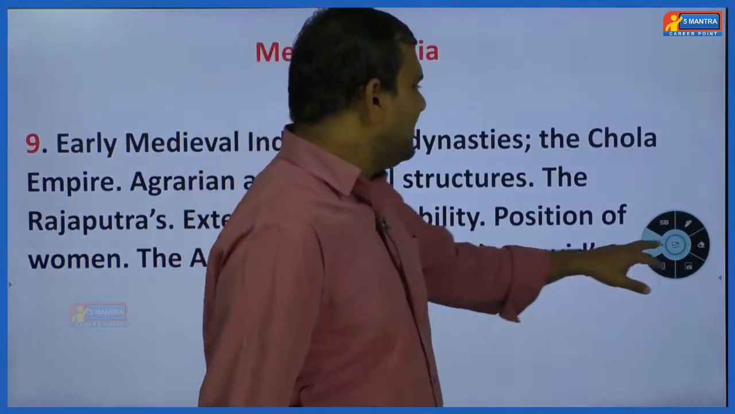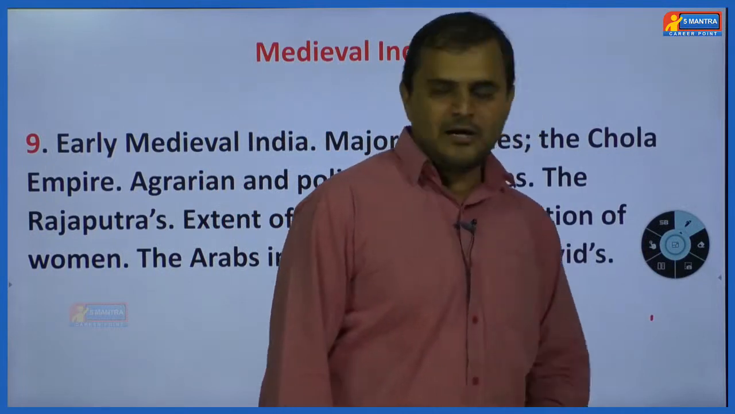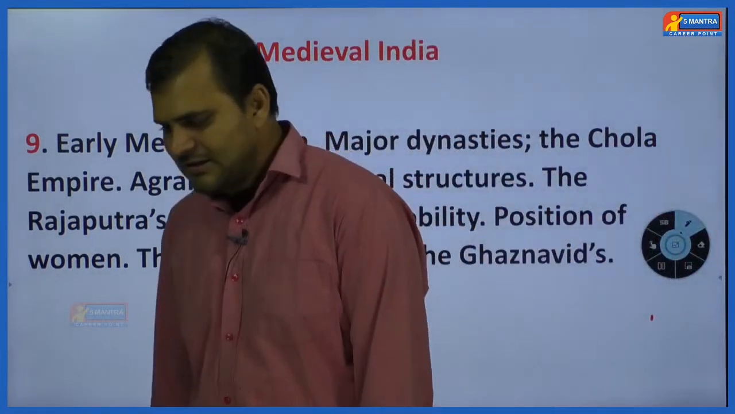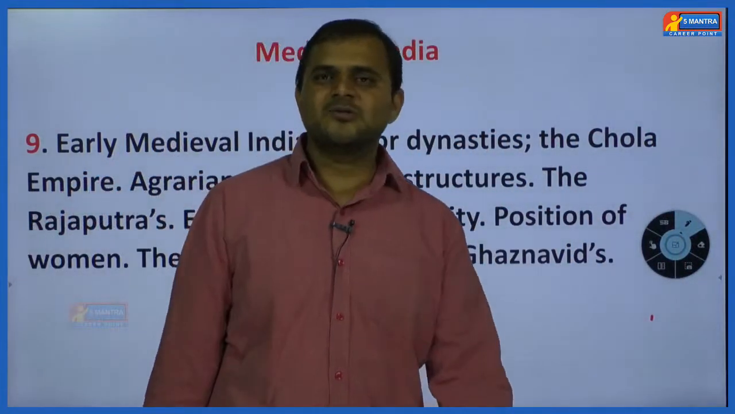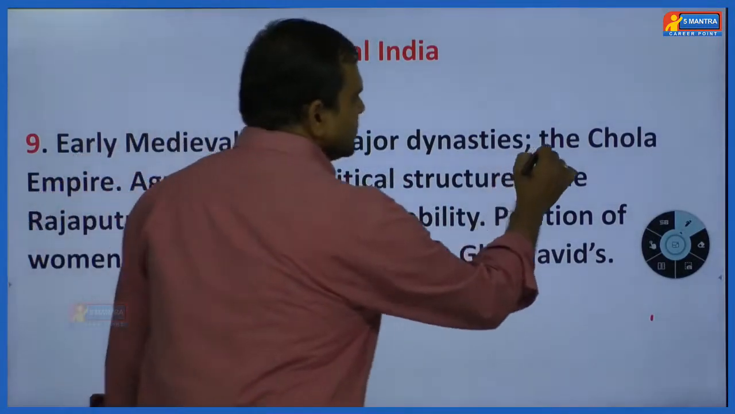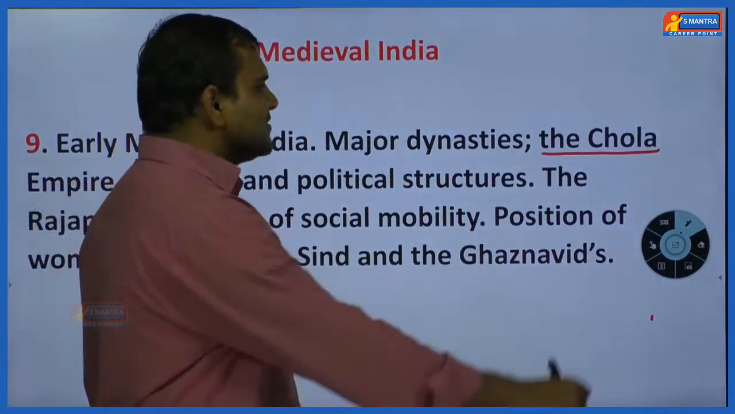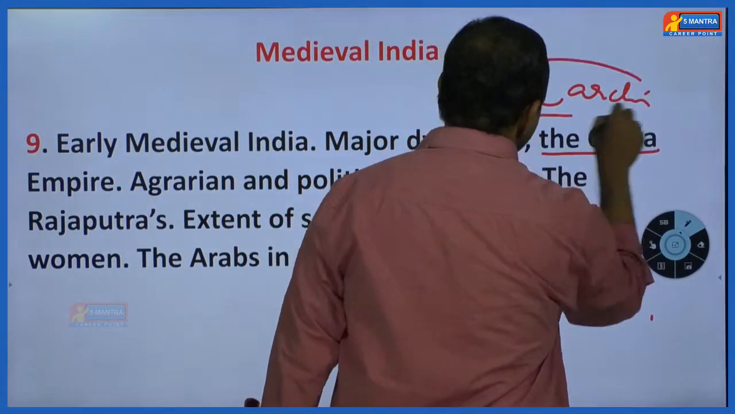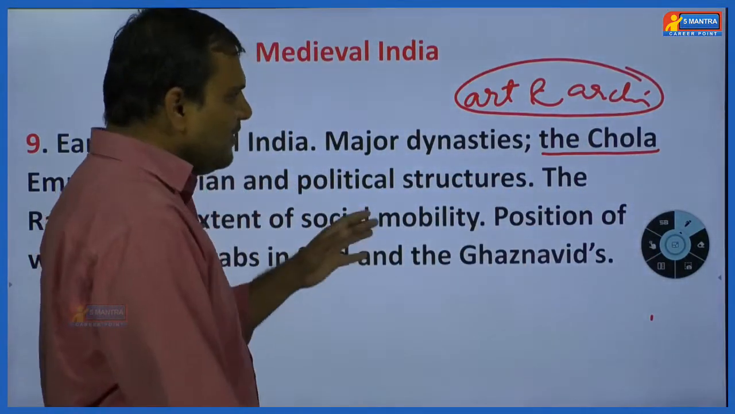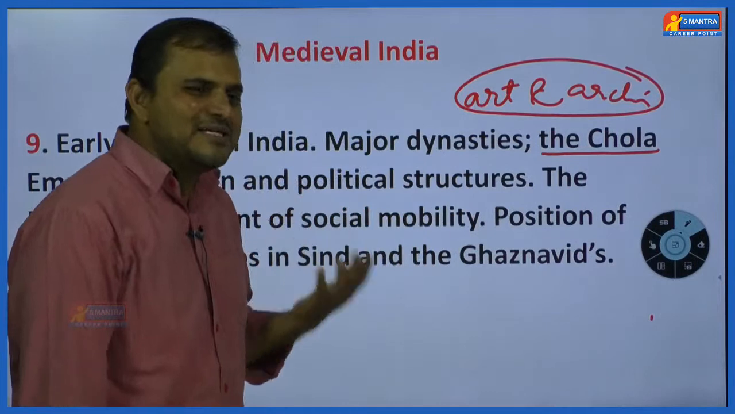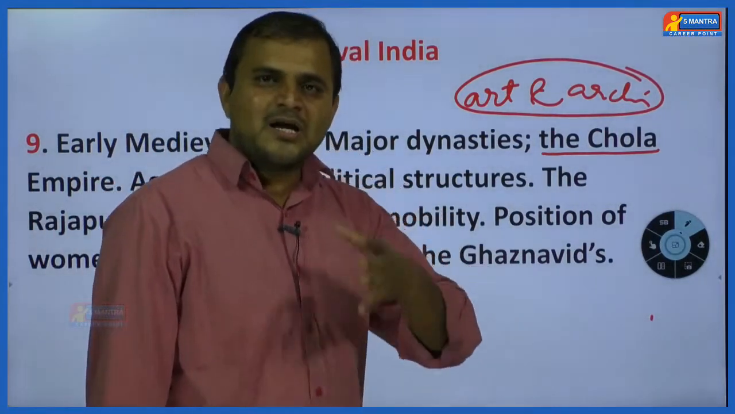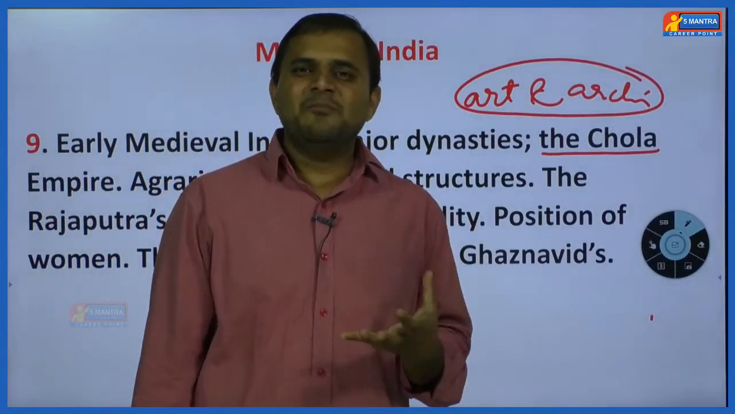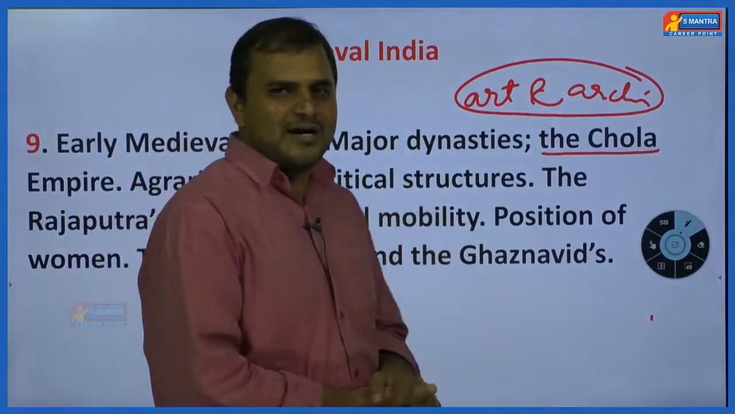And we'll talk about medieval India. Medieval starts with early medieval. Here the major dynasties are the Rashtrakutas, Western Chalukyas, and the Chola Empire. From the Cholas we should concentrate on art and architecture. The Cholas developed the Dravida school of architecture. So in our exam they may ask about the Brihadeeshwara temple, Dharasuram, Tribhuvanam temple, Madurai Meenakshi temple. These are all temples related to the Dravida school of architecture.